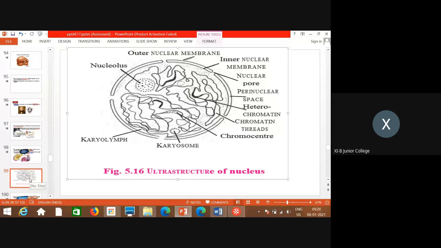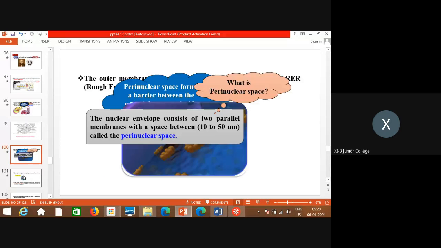So this is the ultrastructure of the nucleus. And you know that it contains the genetic material in the form of DNA, which is meant for heredity and variations. So the nucleus is considered to be the master copy or mastermind of the cell. Now we'll see what the perinuclear space is.